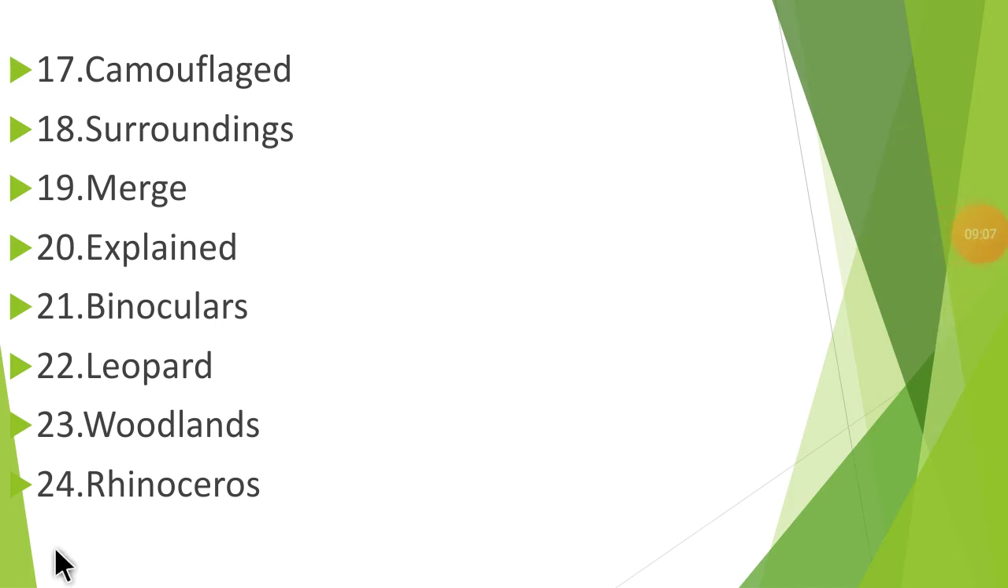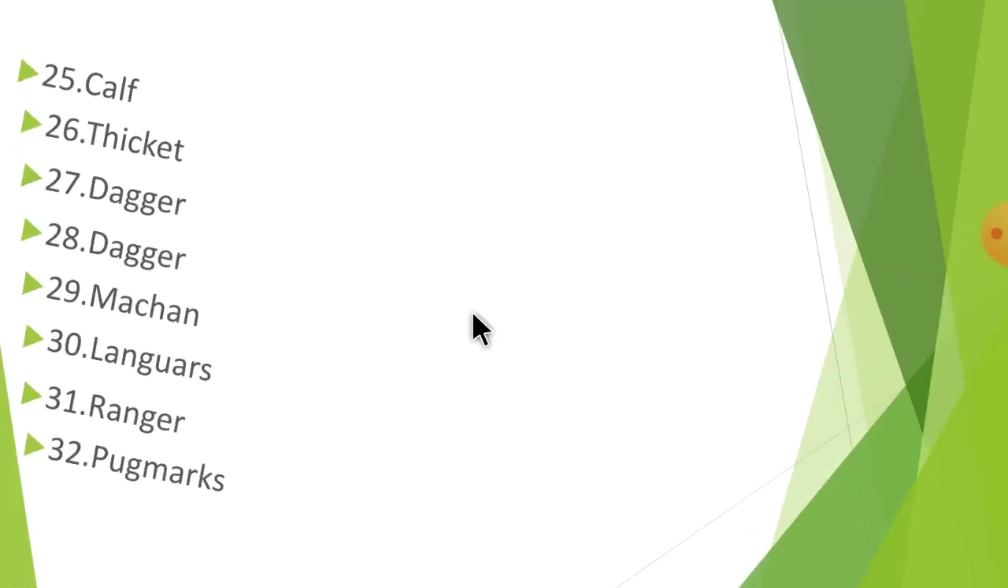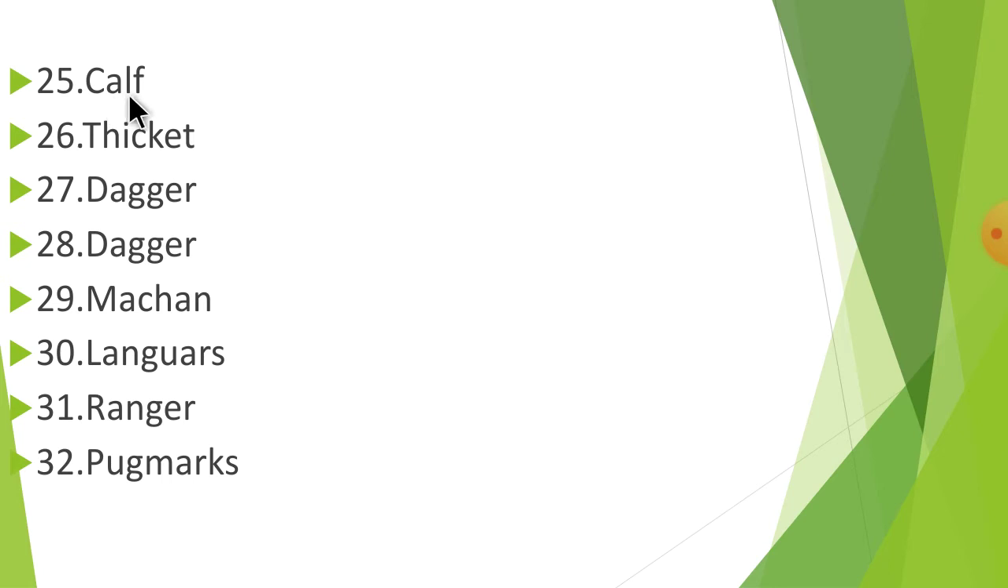Then next, number 25, C-A-L-F, Calf. Number 26, T-H-I-C-K-E-T, Thicket. Number 27, D-A-double G-E-R, Dagger.